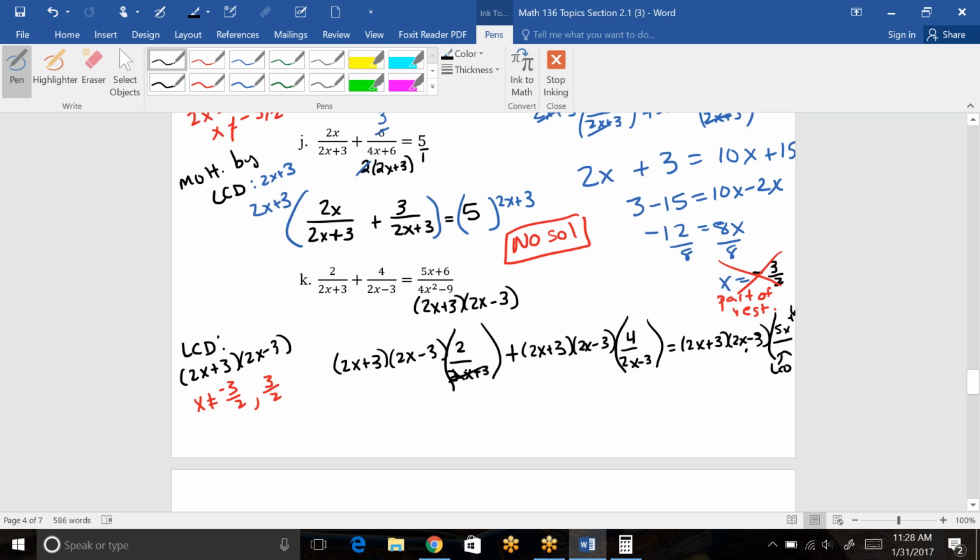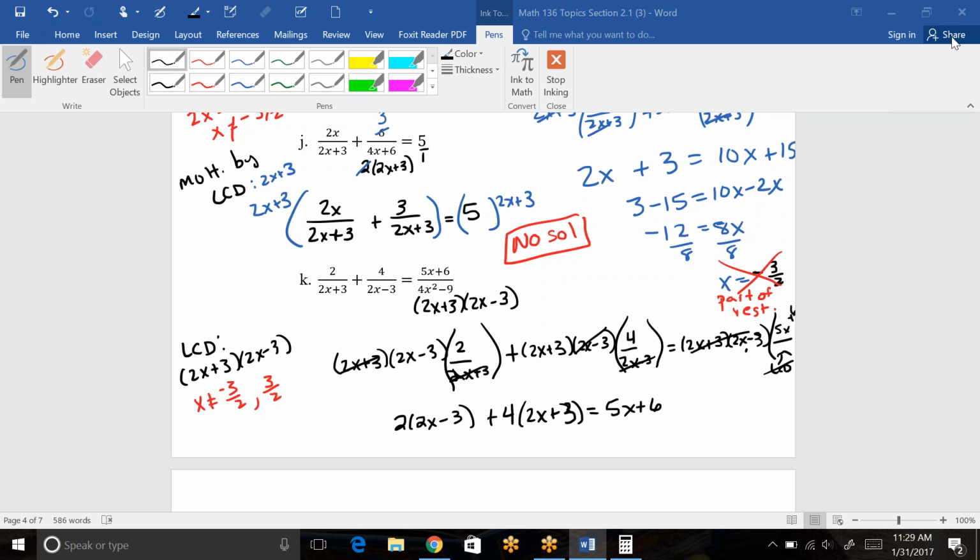And this first one, the 2x plus 3's are canceling, and you're left with a 2 and a 2x minus 3. So you bring down both parts. I like to distribute afterwards because there's a lot going on up here. In the second group, the 2x minus 3's cancel, and you're left with a positive 4 and a 2x plus 3. In the last one, the LCD matches exactly, and we would just have the 5x plus 6 left on top.